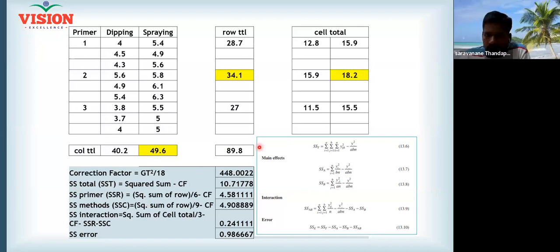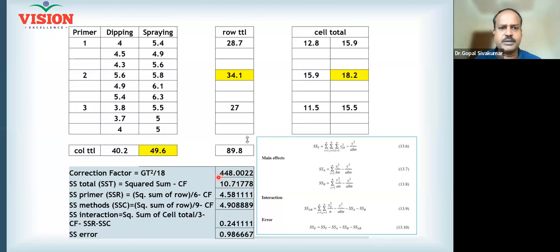So, what is your question? Do you understand how this value has come? One is the correction factor. That's why I'm asking.